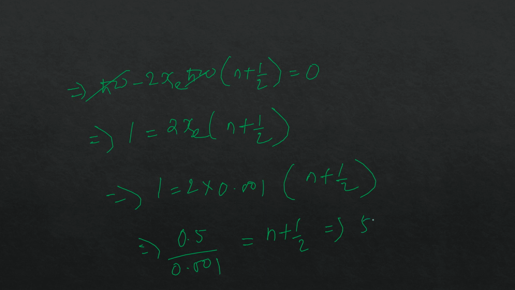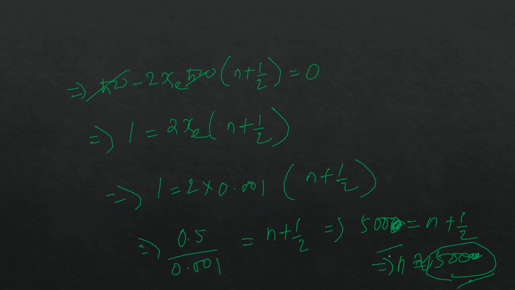That is equal to 500. Okay, it is equal to n plus half. So n is equal to 500 minus 0.5. That is almost 500. So 500 energy levels are there. Alright. So this is the answer. This is 500, sorry. I wrote 5,000 by mistake. My bad. 500.